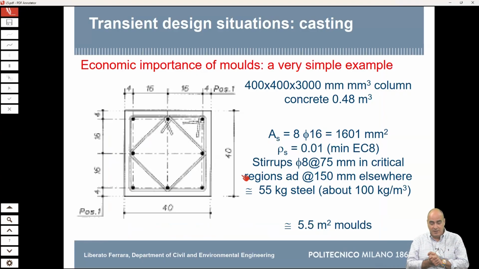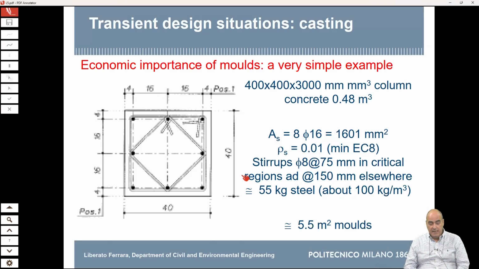Okay, I have considered a column. Well, these sizes may not be typical of precast structures because you can see it's just 3 meters tall. You can imagine it's for an apartment building, which can be precast or cast in place. It's 400 by 400 millimeters, a square section, by 3 meters. So if you calculate the volume of concrete that you need for this, it's about half a cubic meter.